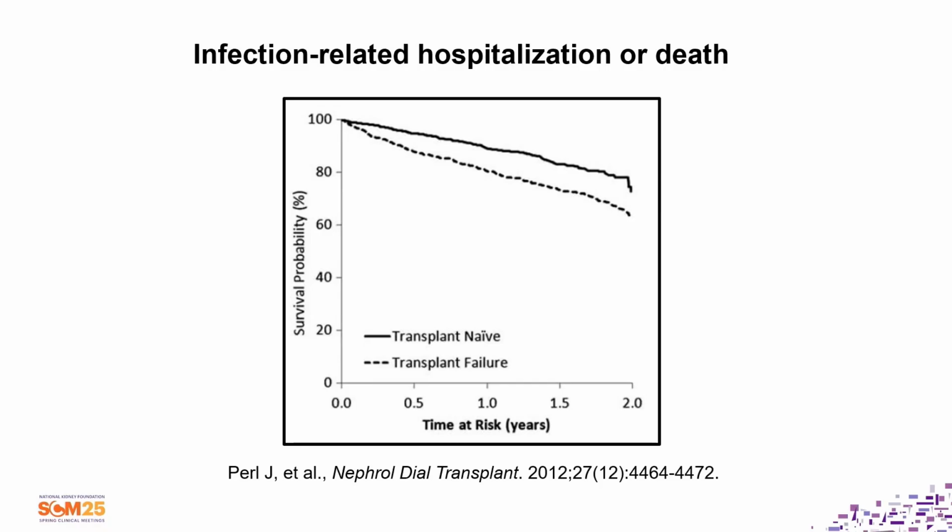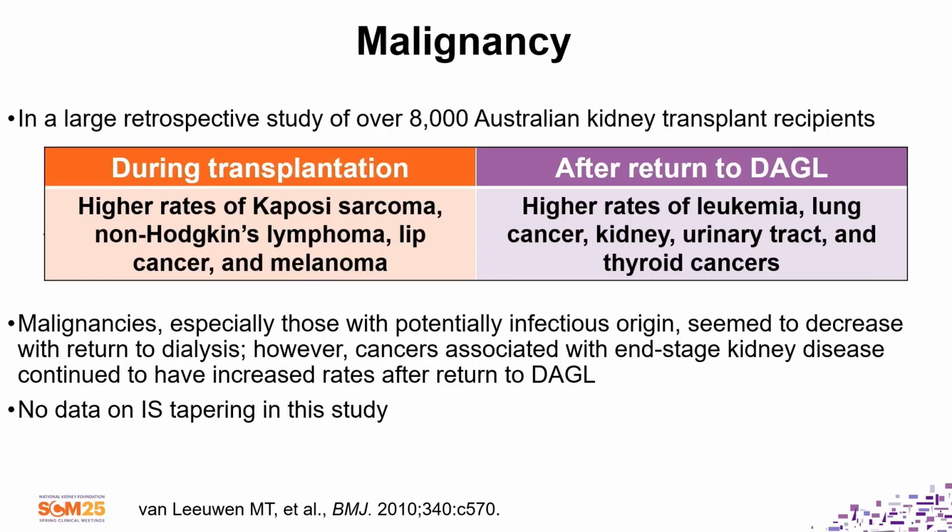Infection-related hospitalizations or deaths are significantly higher compared to patients who've never had a previous transplant. There's a lot of data that show increased risk of death due to sepsis, especially in the setting of indwelling catheters. And there continues to be increased risk of malignancy in patients, especially those who are maintained on immunosuppression.